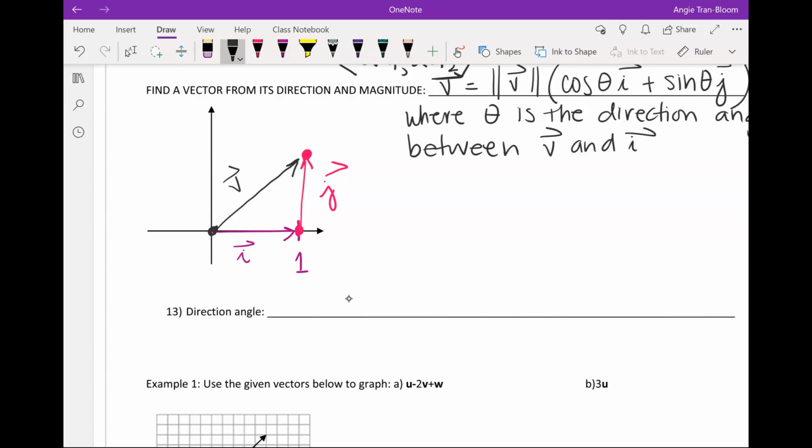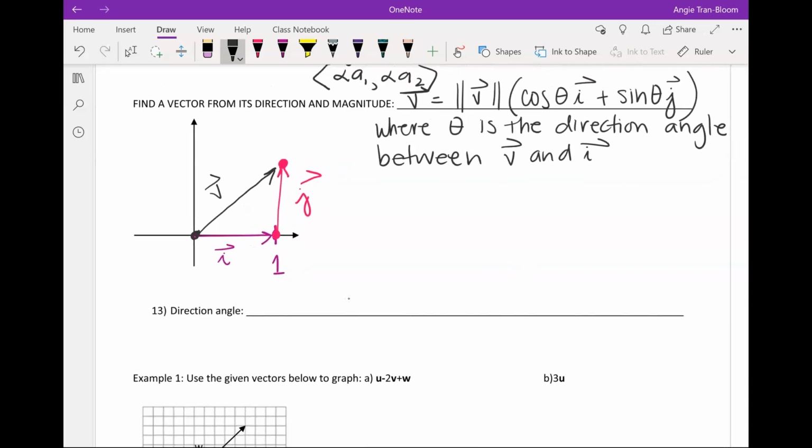Now, it says here theta, where theta is the direction angle between vector v and what vector? i. Well, then would you agree that this is theta right here? That's what it meant. So this is your directional angle. Okay. Now let's talk about why they have cosine here and sine here in the formula. Where do you think cosine comes from? Where would you need cosine, Chris? What do you think? Cosine to find the x magnitude.